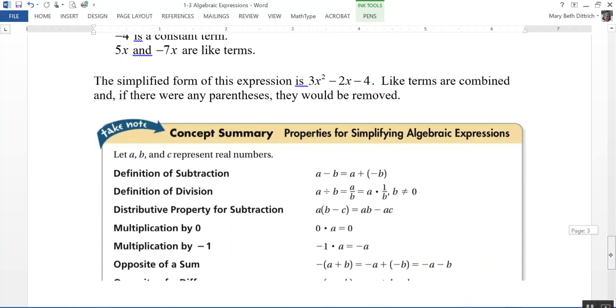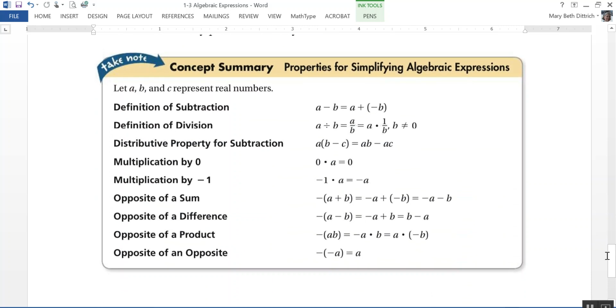And here's a little summary of some more properties from your textbook. So if A, B, and C represent real numbers, then subtraction is the same thing as adding the opposite. Division can be written as a fraction, or it can be written as a whole number times the reciprocal of the second one. Notice that B cannot equal 0. Distributive property for subtraction. So in other words, since we have a minus in here, we just have a minus in here. When you're multiplying by 0, you get 0. When you multiply by -1, you get the opposite of the number.